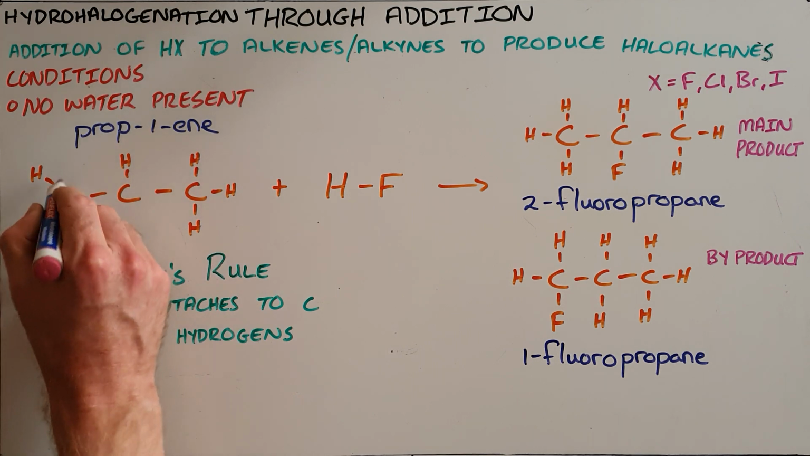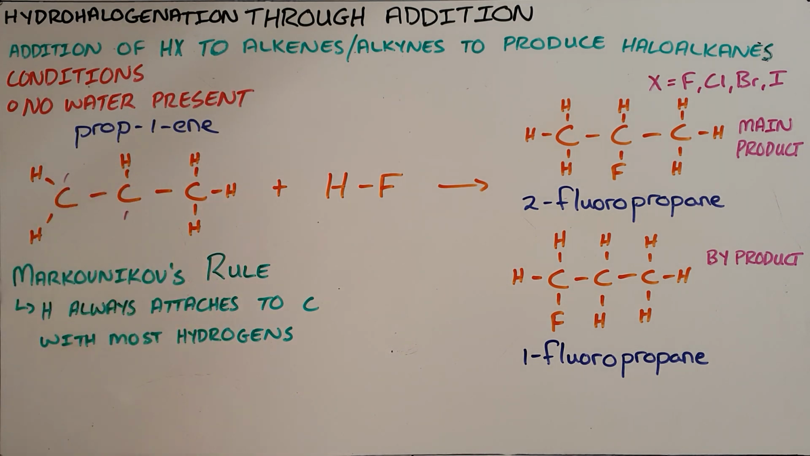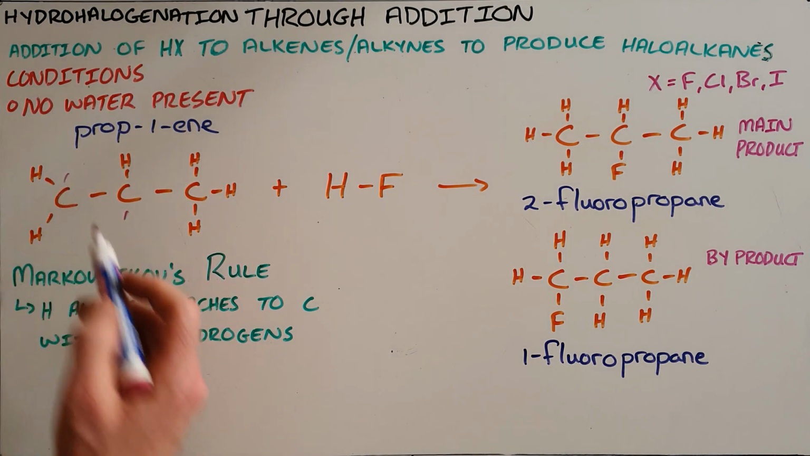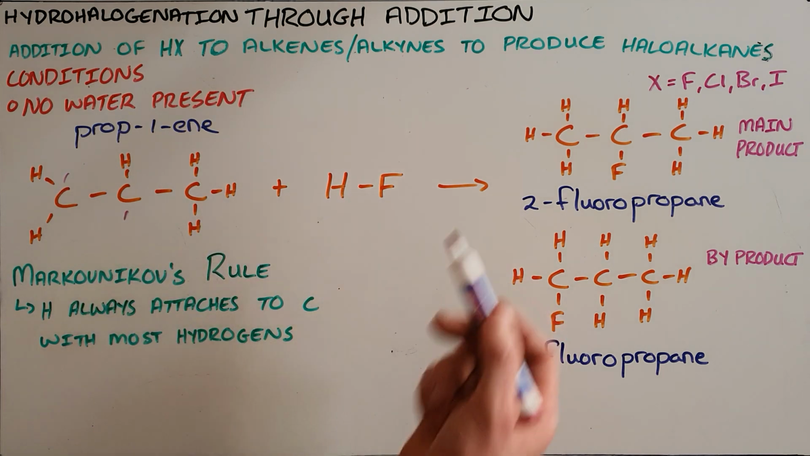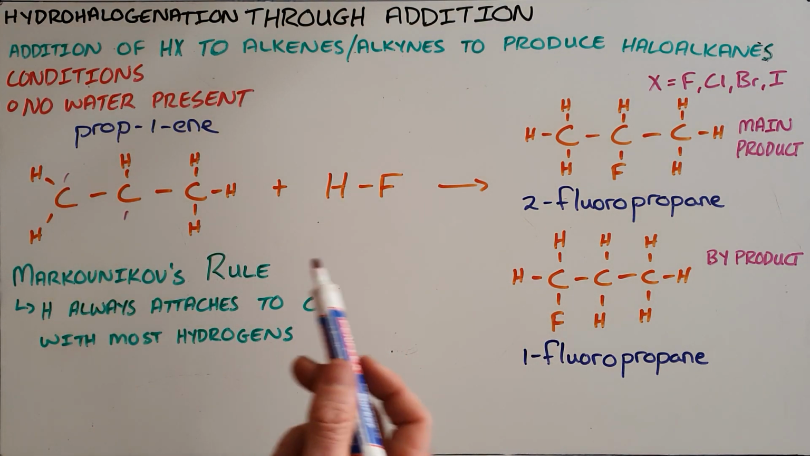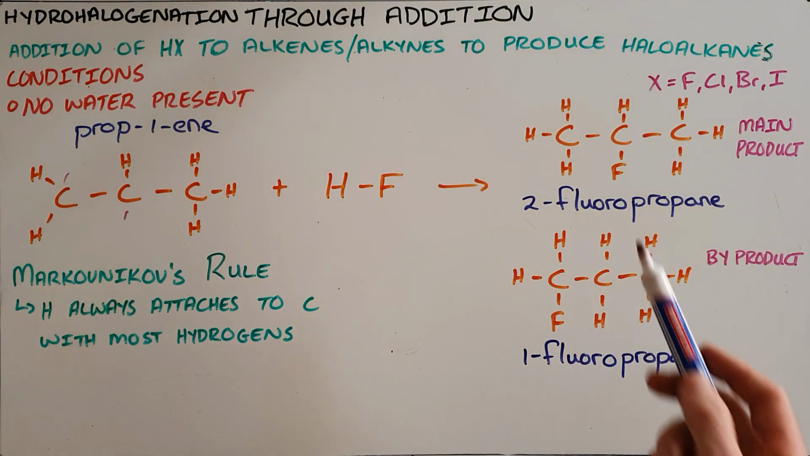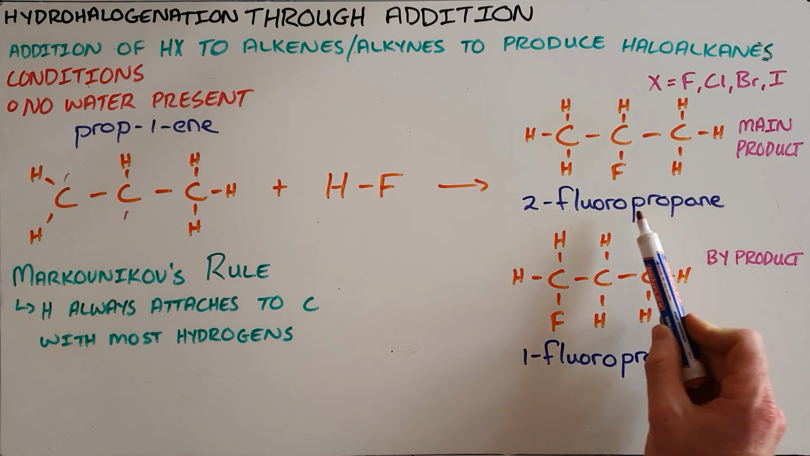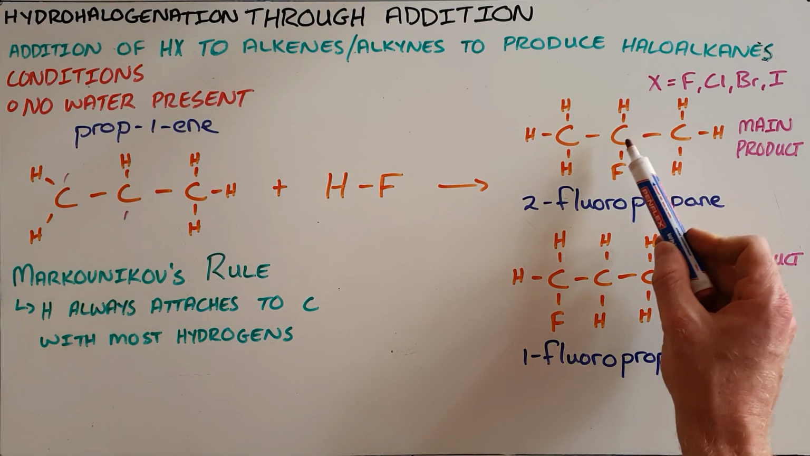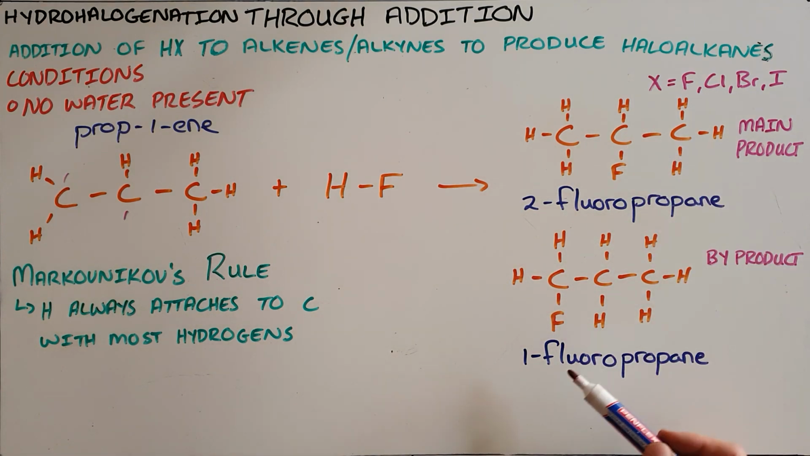bond would break, because the second bond is weaker than the first, which leaves each of these carbons willing or looking to form a bond with either hydrogen or fluorine. Now what we can see is that there are two possible products, the one being 2-fluoropropane, where the fluorine has attached to the second carbon, the other being 1-fluoropropane.